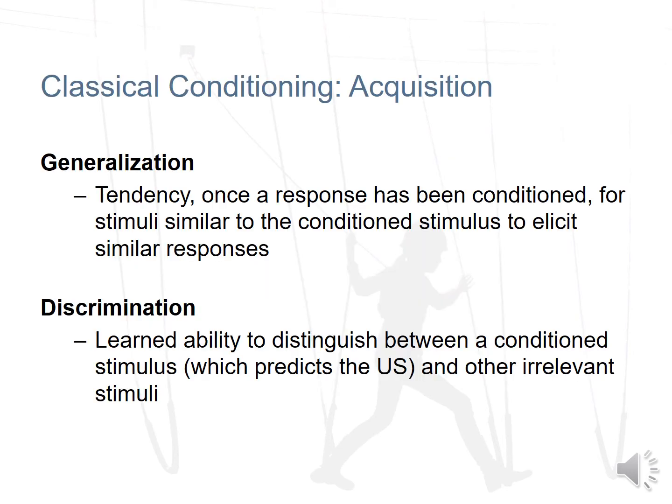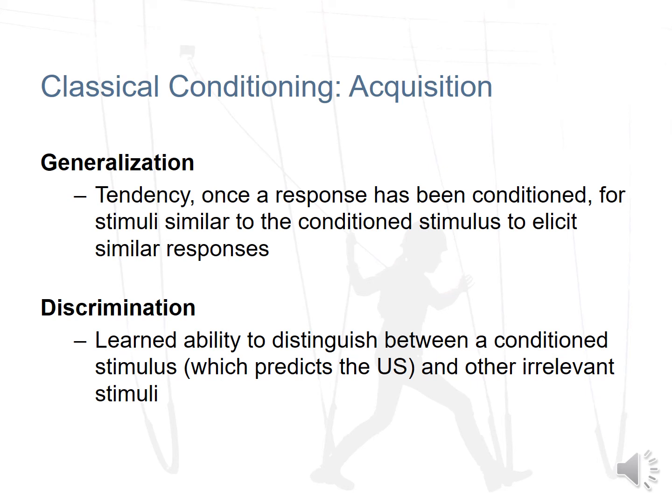In classical conditioning, we talk about generalization, and that's the tendency, once a response has been conditioned, for stimuli similar to the conditioned stimulus to elicit similar responses. So if we played a particular tone and we got a conditioned response, we might play a tone that's very similar to it and get the same response, even though we did not use that other tone in the classical conditioning.